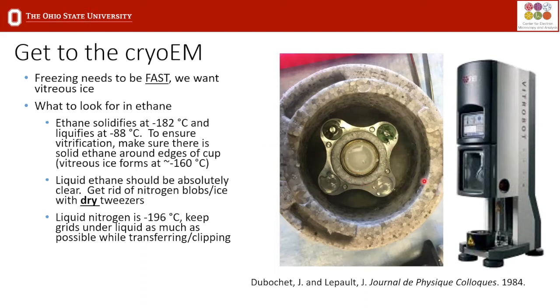So when you get to CMAS and you're ready to plunge freeze your sample, I always like to make sure that there's a layer of solid ethane around the edges and bottom of this copper cup. Liquid ethane is not enough because ethane liquefies at minus 88 degrees Celsius, and that's not cold enough to get vitreous ice. So some people will get liquid ethane and just quickly move on to the Vitrobot. I would caution against doing that and always make sure that you have this layer of solid before you put your ethane bowl on the Vitrobot.